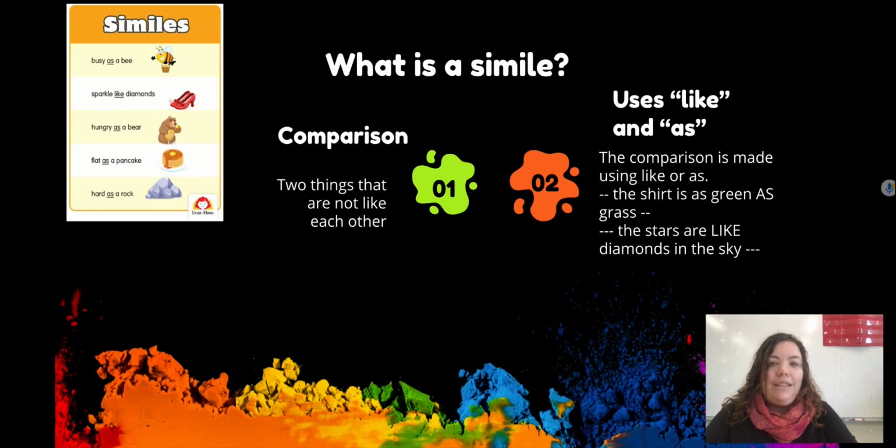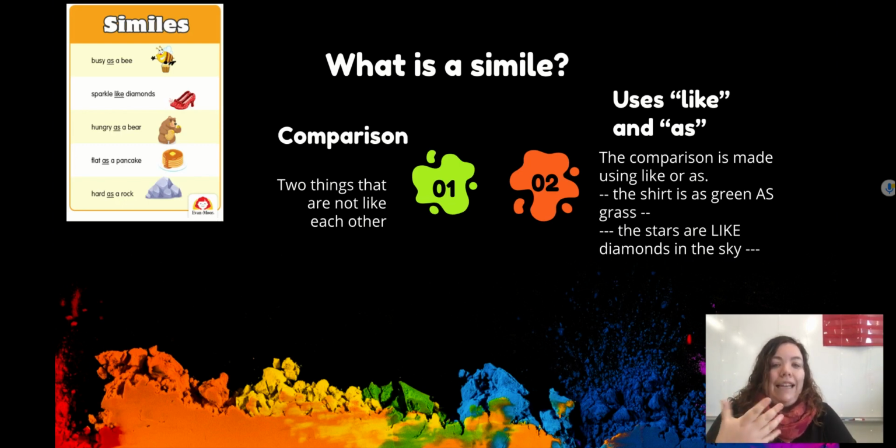So, what is a simile? It's a comparison. It means you're comparing two things that are not like each other. So it wouldn't make sense to compare a leaf and another leaf. That wouldn't be a comparison. Two things that aren't like each other. And when we compare them, we use like or as. So you might say the shirt is as green as grass. So the two things you're comparing are the shirt and grass. Those are two things that aren't like each other, but you are comparing how they are green. They are as green as grass.